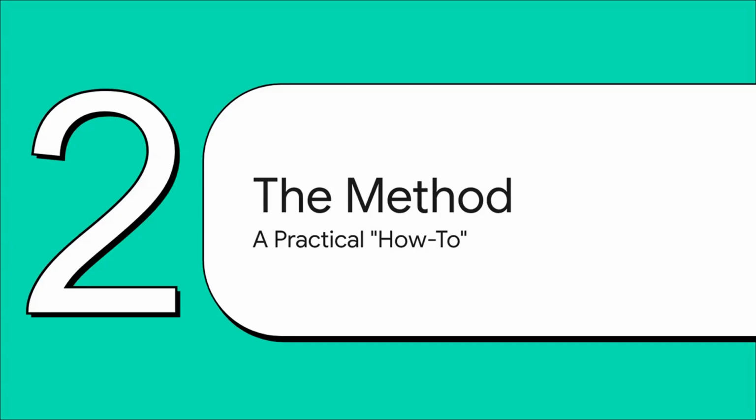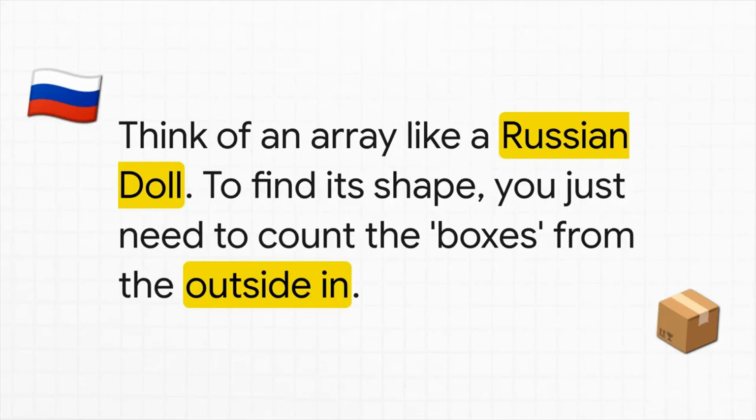Okay, so theory is one thing, but how do you figure out an array's shape just by looking at a bunch of code and brackets? All right, I'm going to show you a super practical method that works every single time, I promise. No more guessing. We're going to call it the nesting doll method. You know, like those Russian dolls where there's a smaller one inside a bigger one. All you have to do is think of the array's square brackets in the same way. You just start from the outside and count your way in.